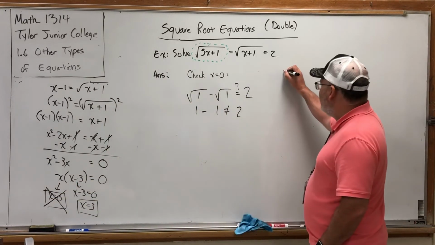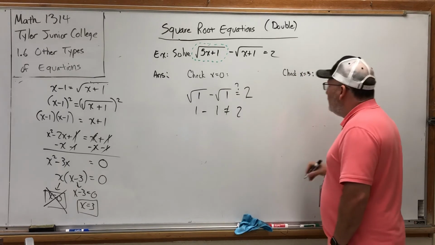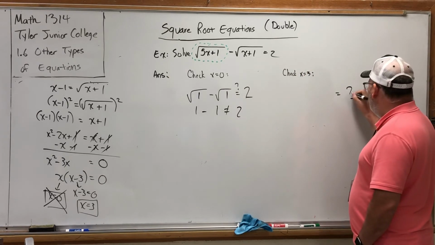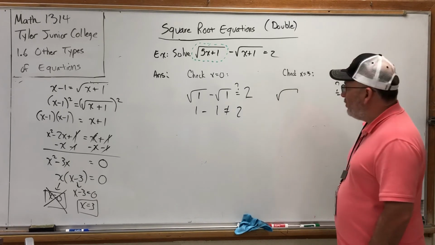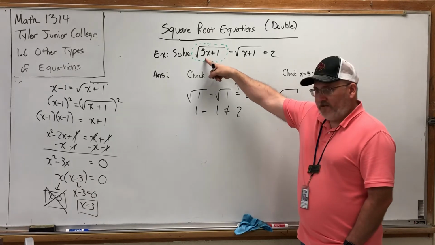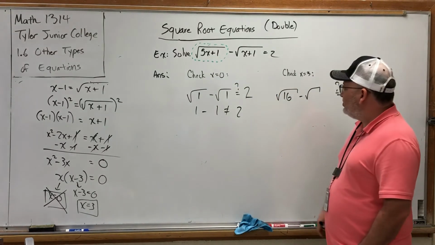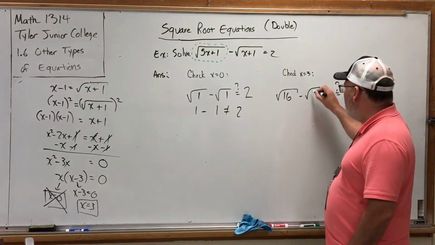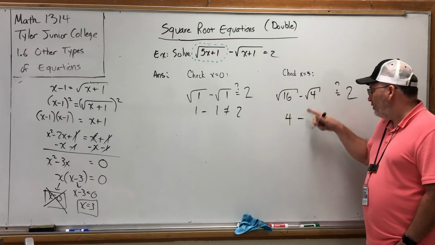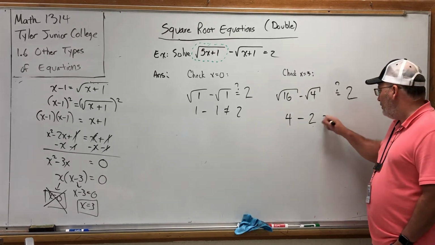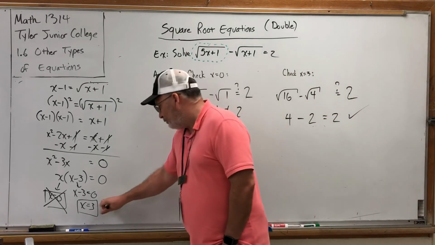But what about checking x equals 3? Again, we're checking to see if it's equal to 2. If we put 3 in the first square root, 5 times 3 is 15. 15 plus 1 is 16. And if we put 3 in the second square root, 3 plus 1 is 4. The square root of 16 is 4. The square root of 4 is 2. 4 minus 2 is 2. The 3 is our only solution.